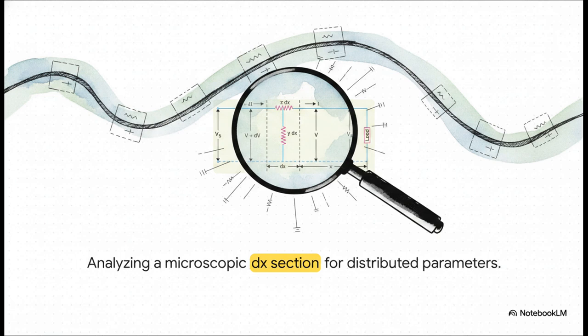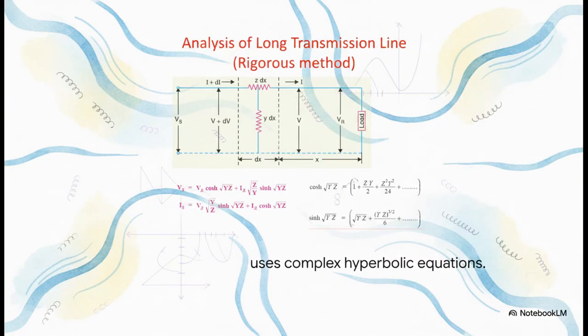Instead, these parameters are distributed uniformly along the entire length of the wire, piece by tiny piece. To figure out the voltage and current, engineers actually have to isolate an infinitely small section, this dx, and analyze its exact microscopic properties. Which brings us to the rigorous method. Now, please do not panic at the intense math here. We are definitely not solving these formulas today. But I really want you to appreciate the sheer, rigorous reality required to keep the power flowing.